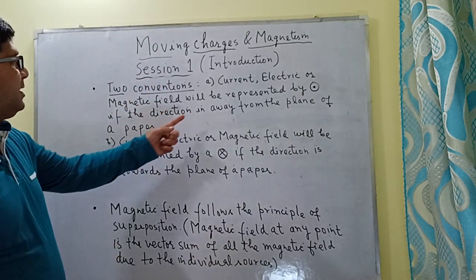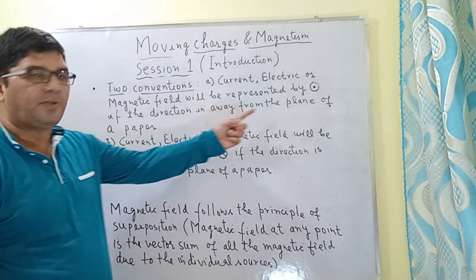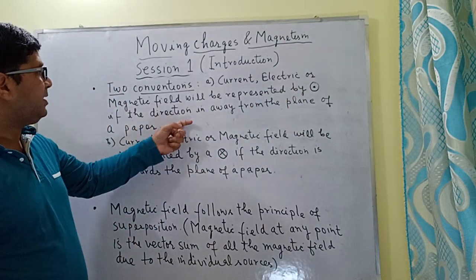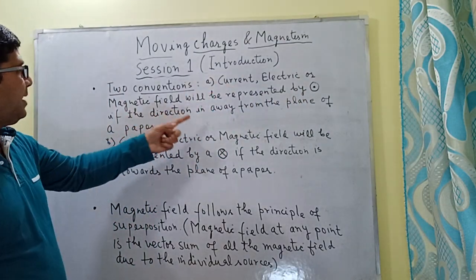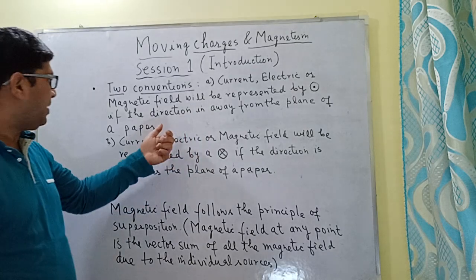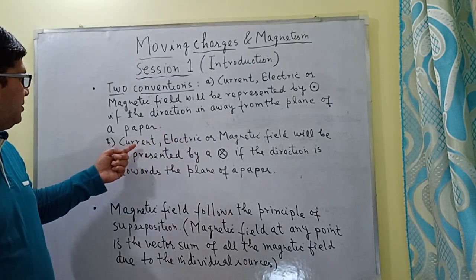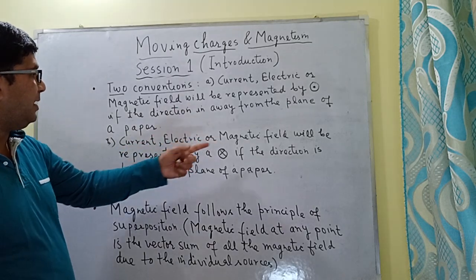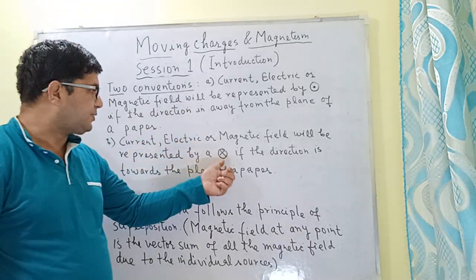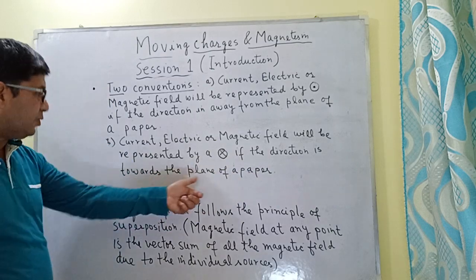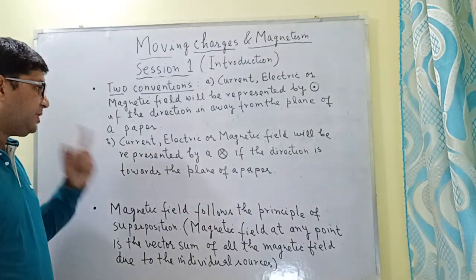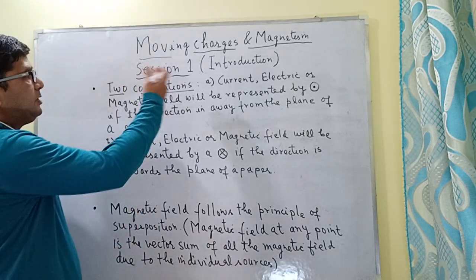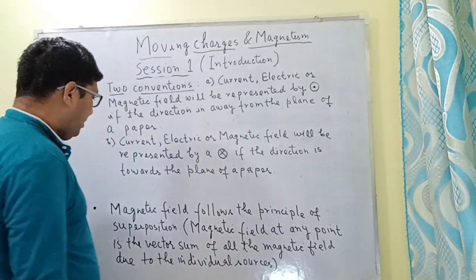The first convention is that the current, electric field and the magnetic field will be represented by a dot, this type of symbol, if the direction is away from the plane of the paper. And the current or the electric field or the magnetic field will be represented by this cross if the direction is towards the plane of the paper. So these are the two important conventions which we will be following during the course of our forthcoming sessions.